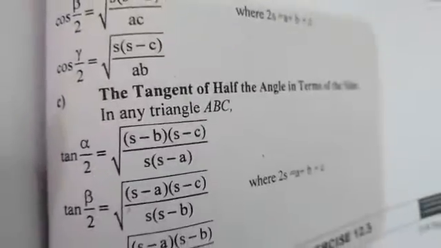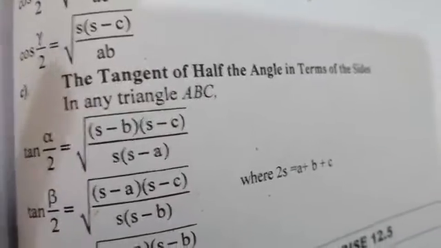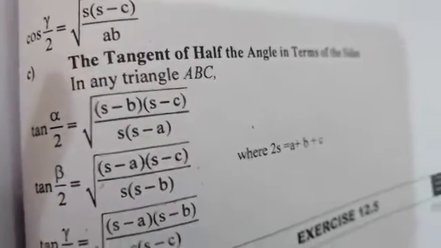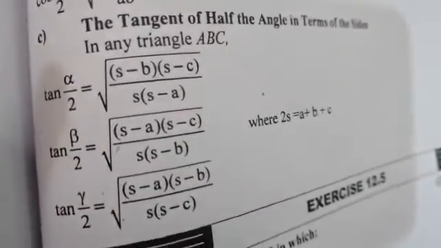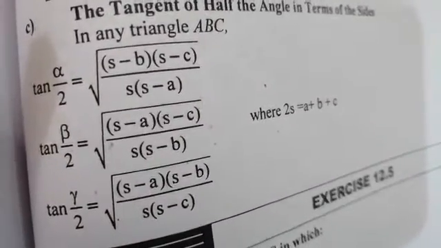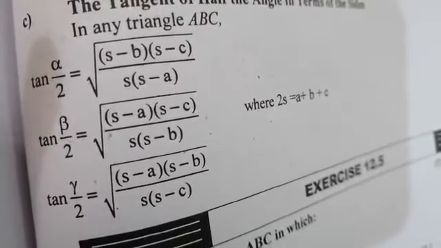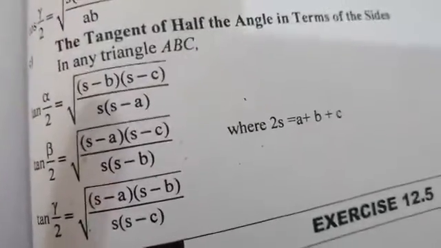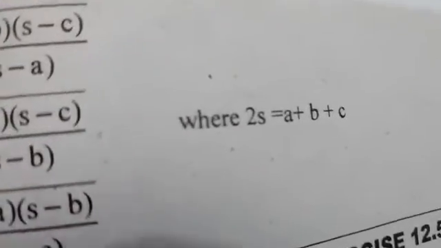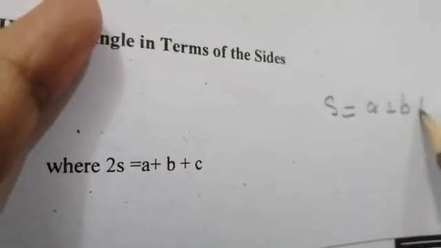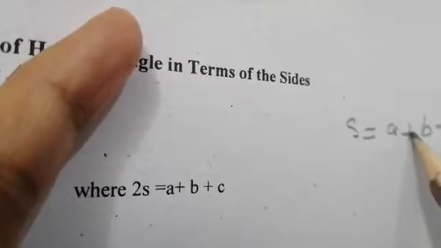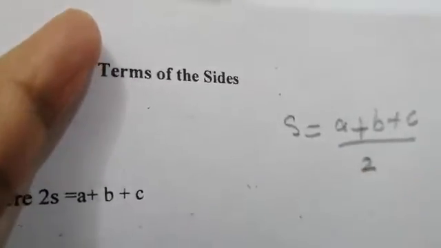The tangents of half the angle in terms of the sides in any triangle ABC. Tan alpha by 2 is equal to the square root of s minus b into s minus c over s into s minus a. Similarly, tan beta by 2 and tan gamma by 2, where 2s is equal to a plus b plus c, or we can write it as s is equal to a plus b plus c over 2.